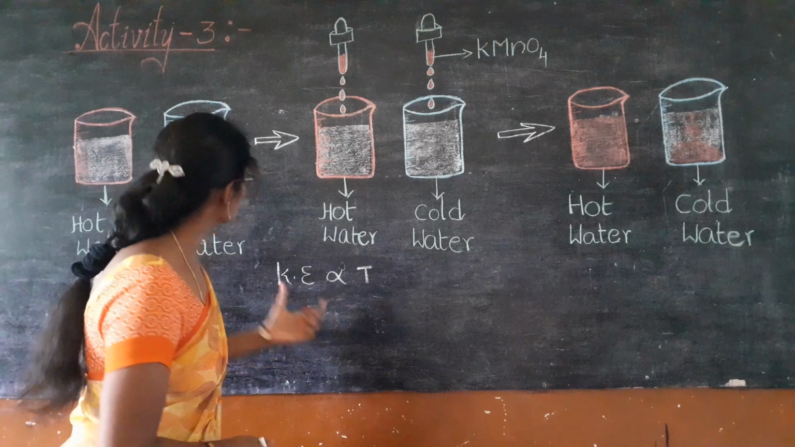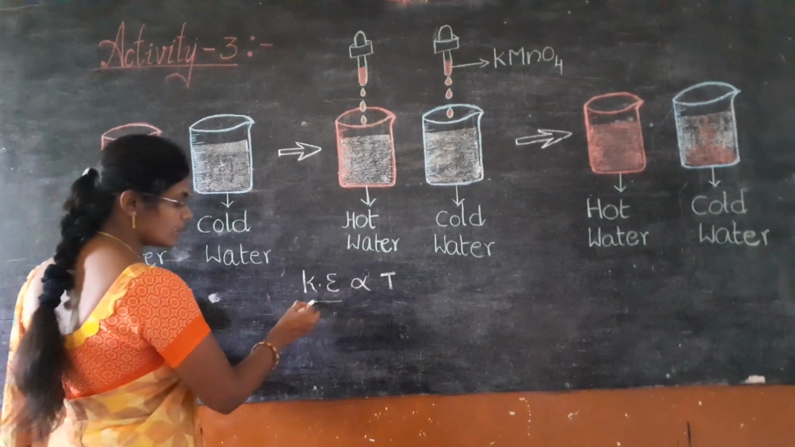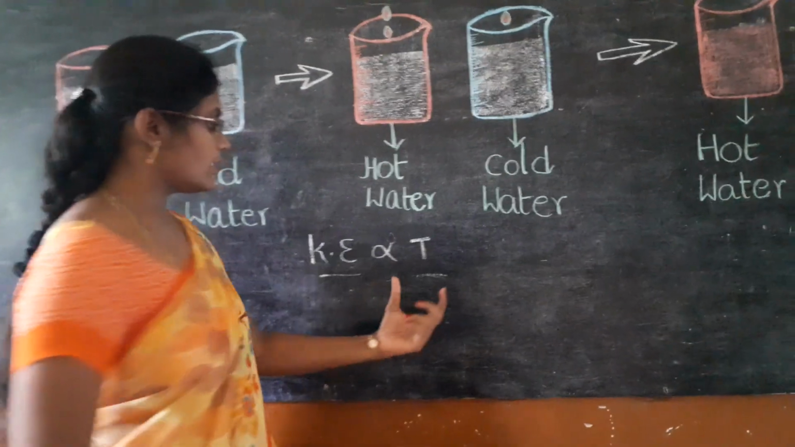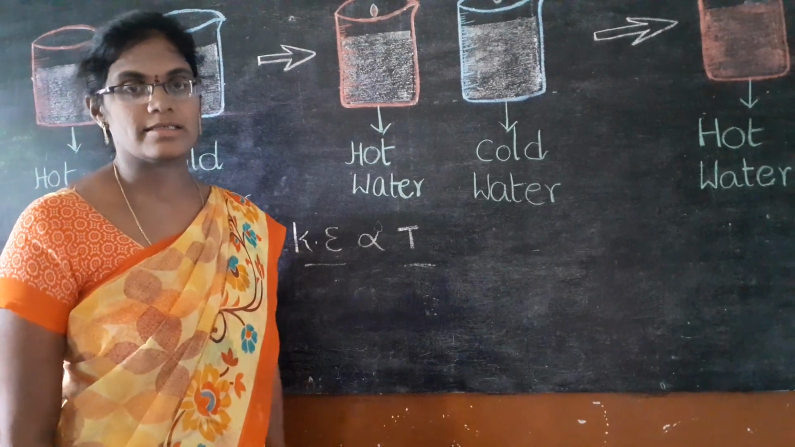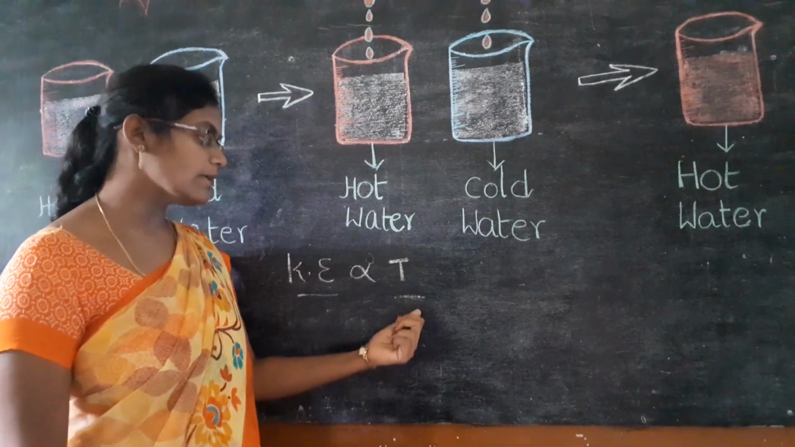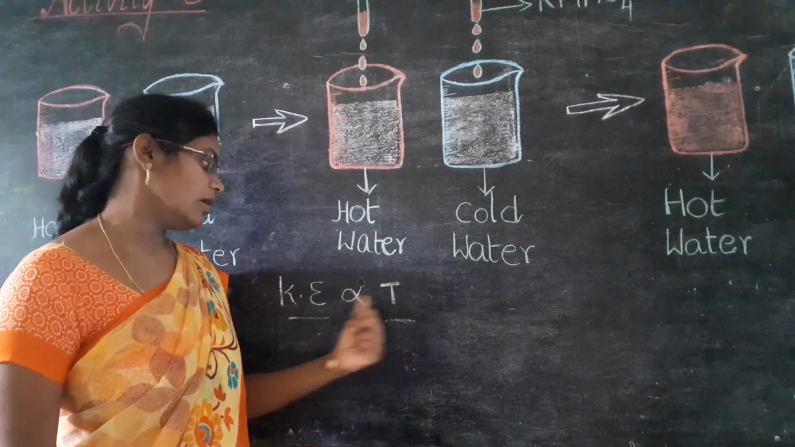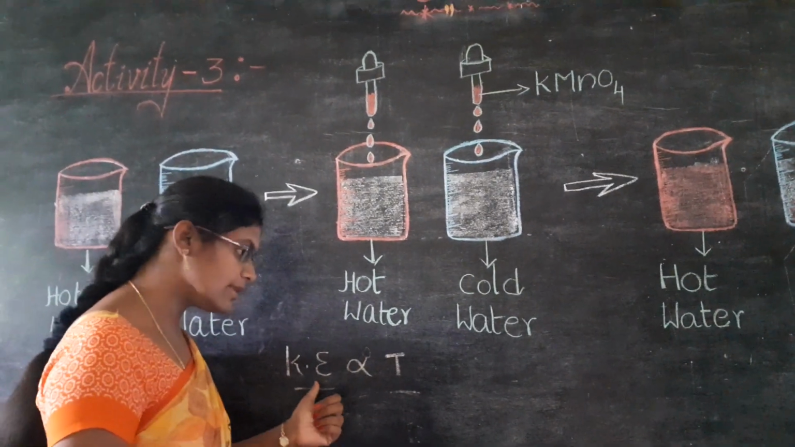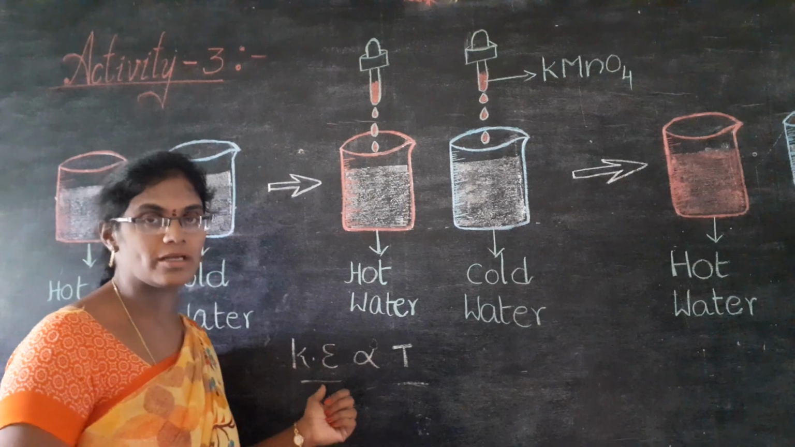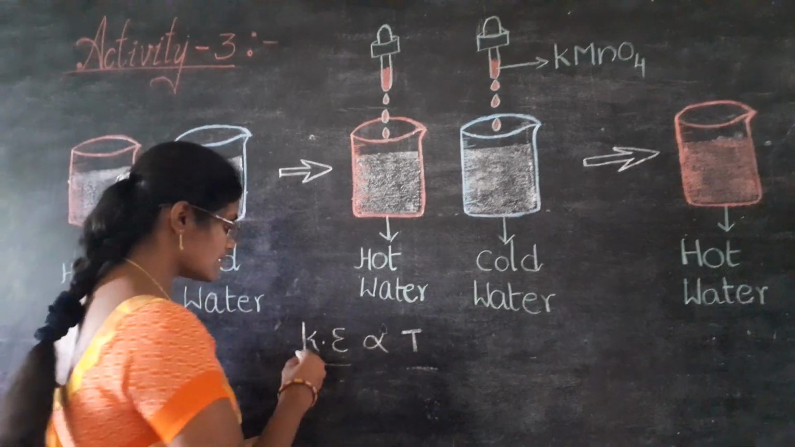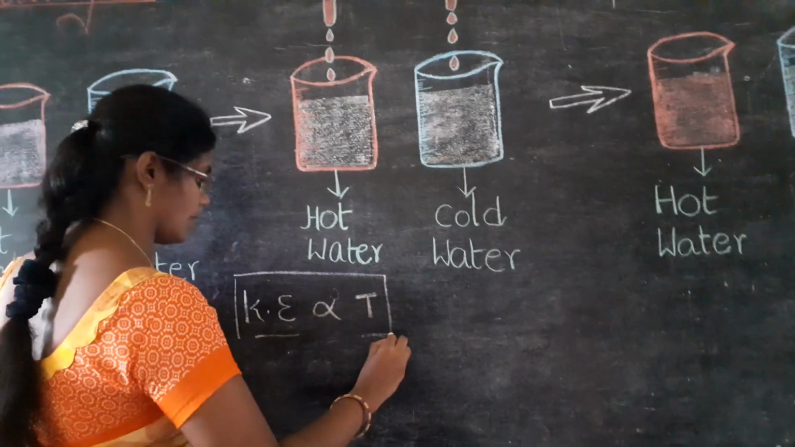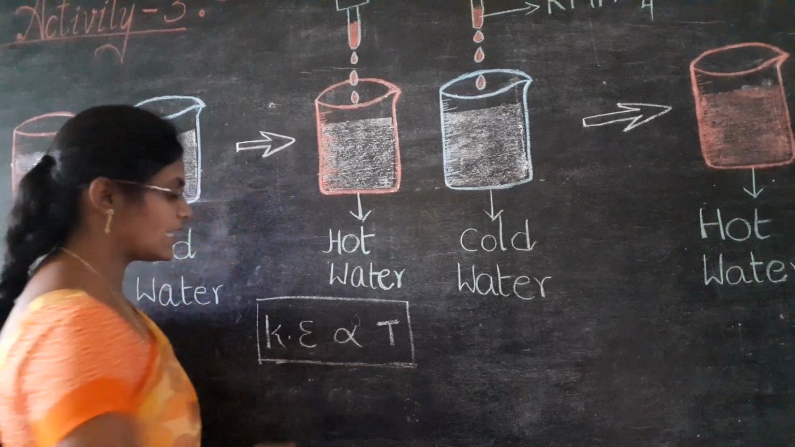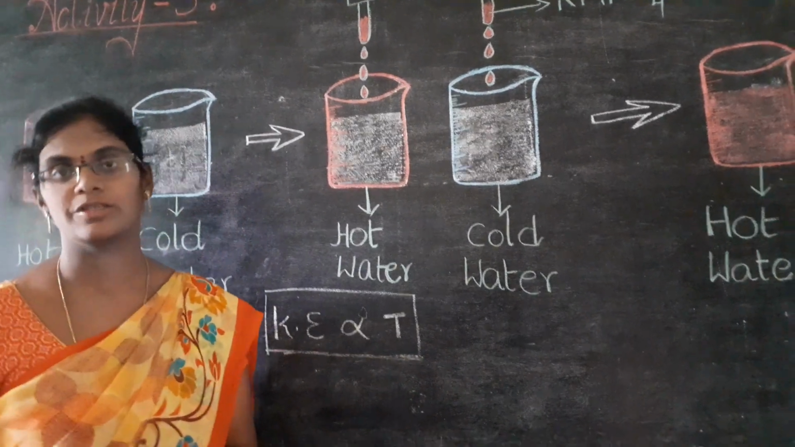This is our third activity. If kinetic energy increases, the temperature also increases. If we have more heat, the body contains high temperature. So when a body has high temperature, the kinetic energy in that body is also high. This is a very important point: kinetic energy is directly proportional to temperature.